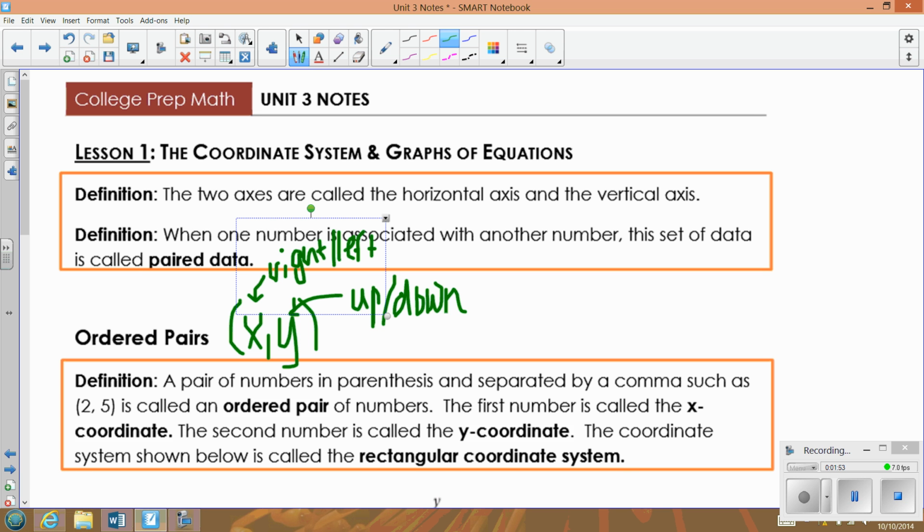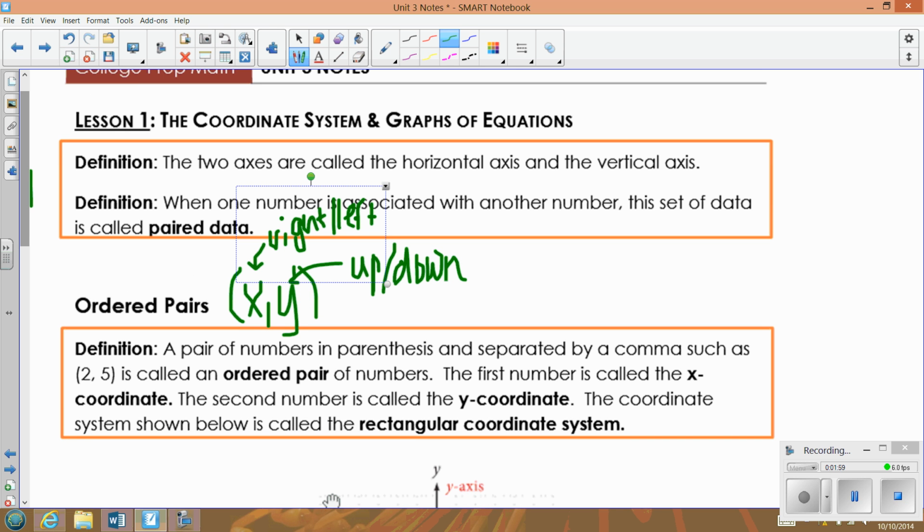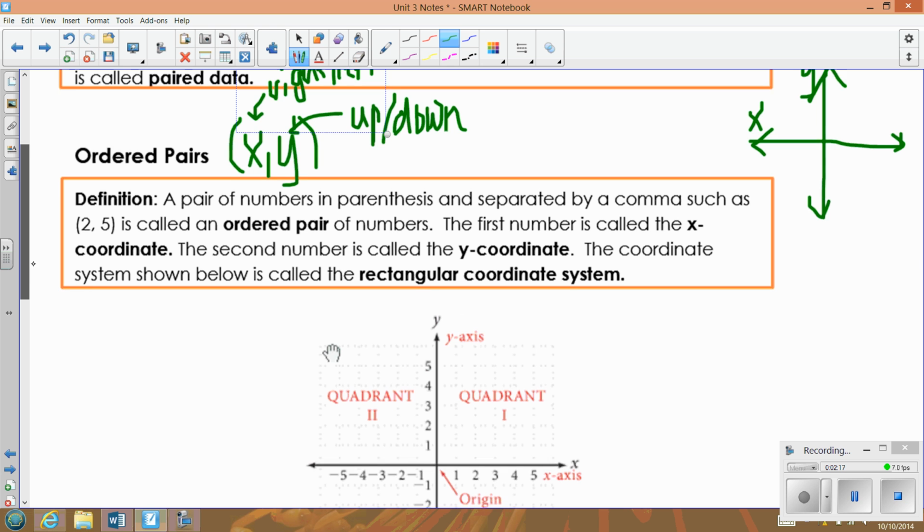The coordinate system shown below, which is what we're going to look at, is called a rectangular coordinate system. So basically, we have our two axes. We have our vertical axis, and then this is my horizontal axis. Horizontal is always the x, vertical is always the y, which is why for the first number in this ordered pair, you're moving right or left first, and then up or down second to go with the y.